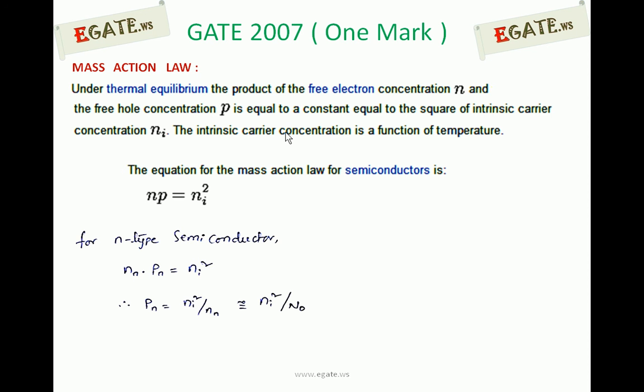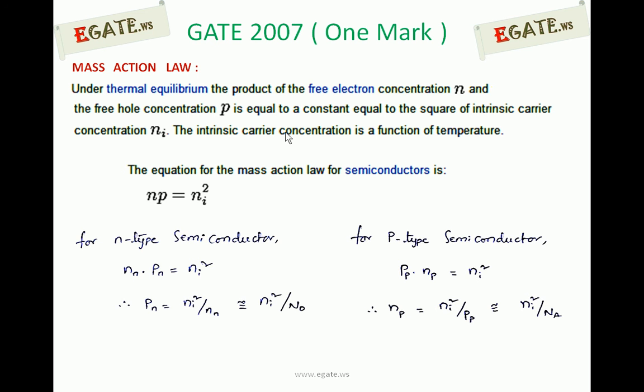Nn is the majority carriers. Nn can be approximately equal to Nd, the donor concentration, which is used to convert an intrinsic semiconductor into N-type. Similarly, for a P-type semiconductor, N and P are replaced with suffixes. So here it is Pp into Np is equal to Ni square, the mass action law for a P-type semiconductor.